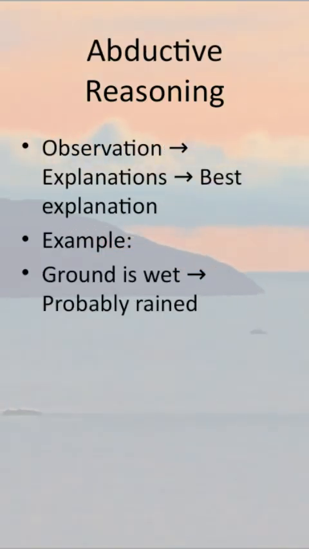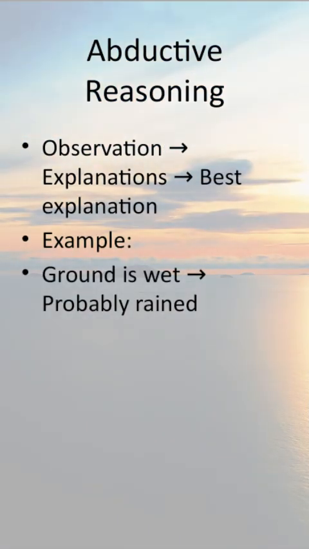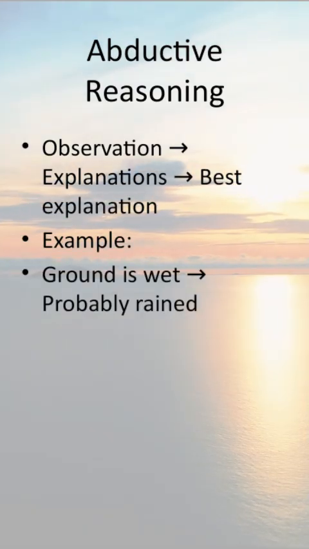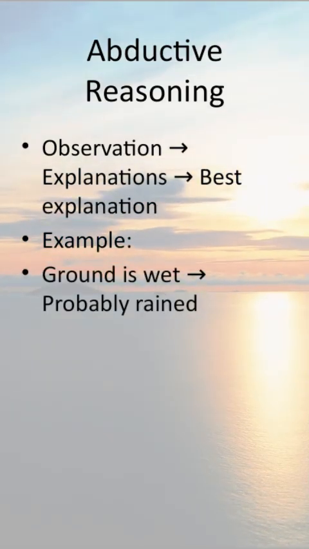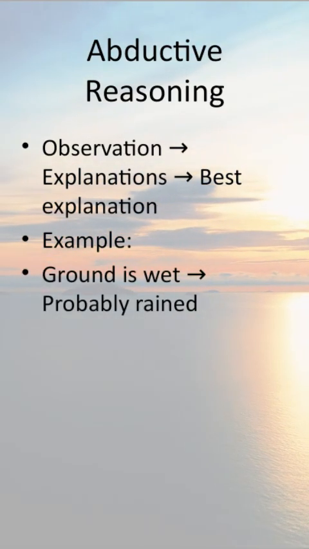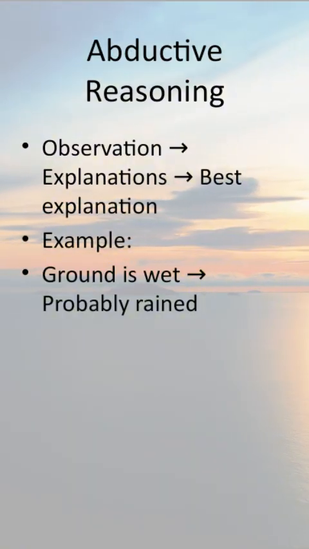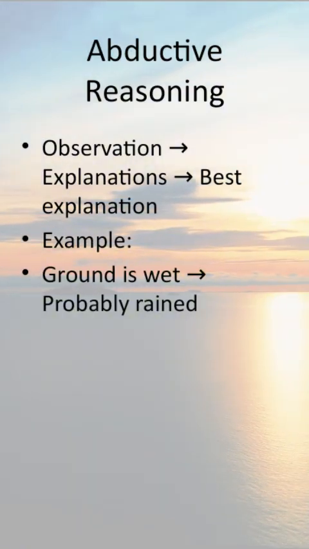Let's look at this example. Ground is wet, so probably it rained. This simple scenario illustrates an important reasoning process called abductive reasoning. Abductive reasoning involves starting with an observation or a set of observations, and then trying to find the best explanation for them. It's like being a detective, piecing together clues to arrive at the most plausible cause. The key point here is that abductive reasoning isn't about certainty. It's about making the best possible guess based on the evidence we have.